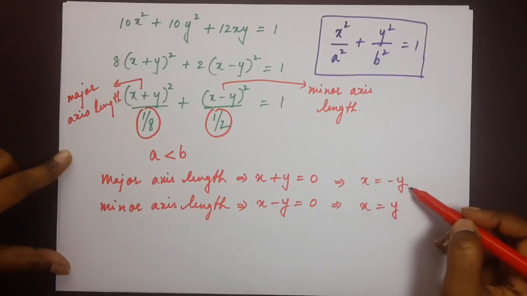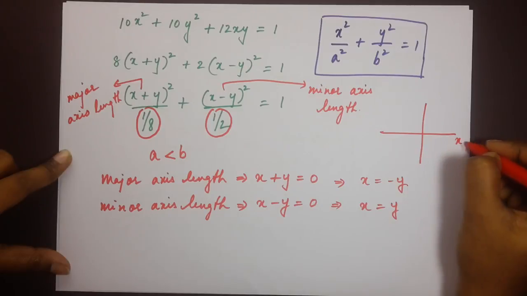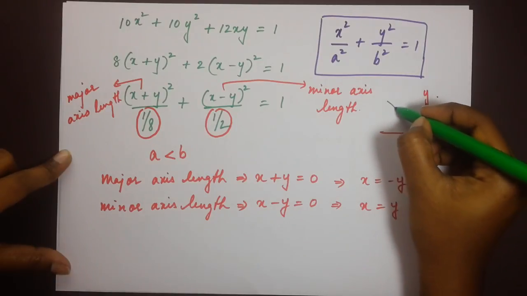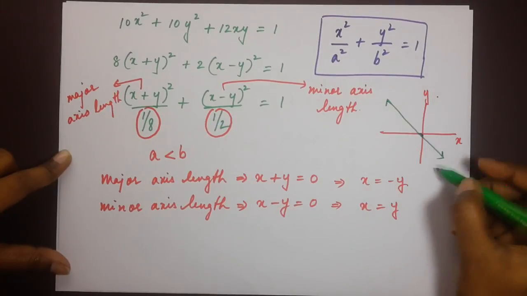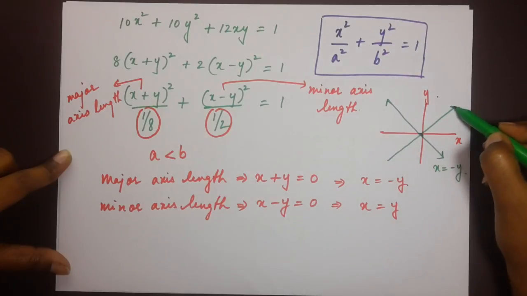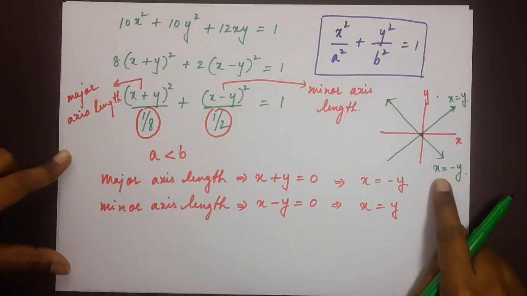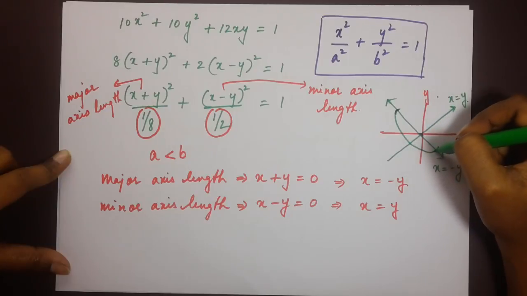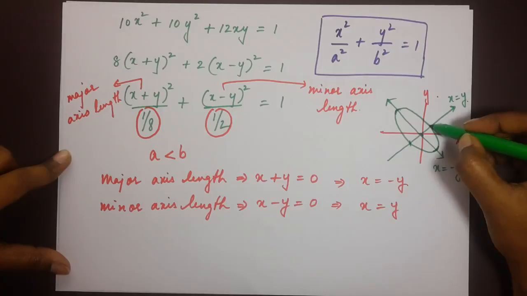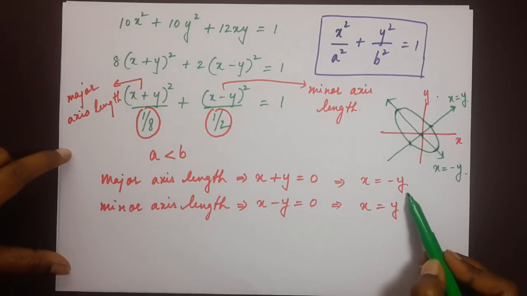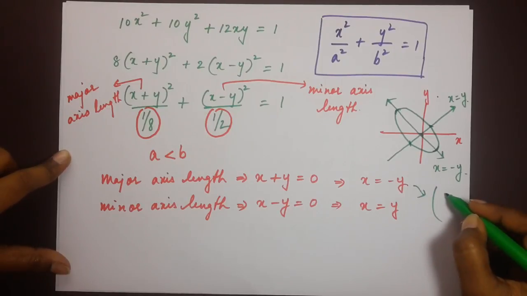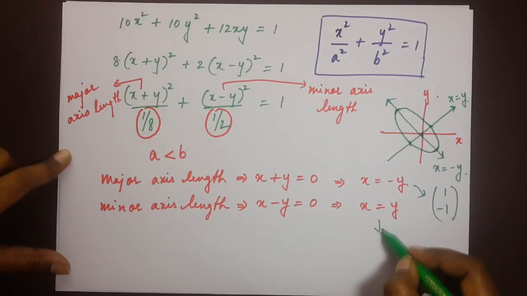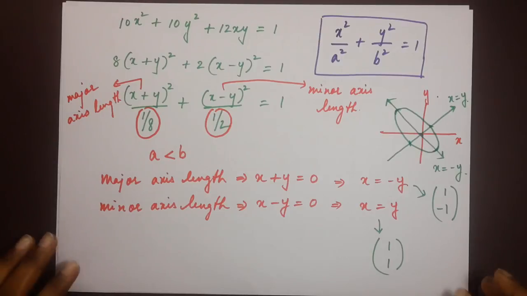Now here's the thing. We have x here, we have y here, this is our xy plane. x is equal to minus y is along here, it passes through the origin. And this line right here represents x is equal to y. The major axis lies along x is equal to minus y, which means that the ellipse is something like this. Here is our minor axis, this is our major axis. The major axis direction is (1, minus 1), because y is minus 1. It's a negative. But for the minor axis, it is (1, 1). It is positive. So this gives us the answer.